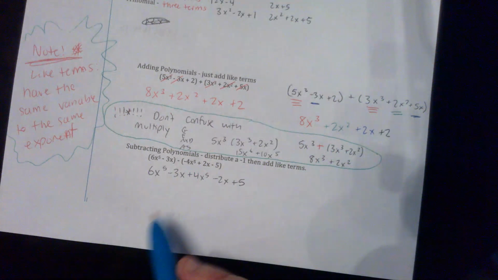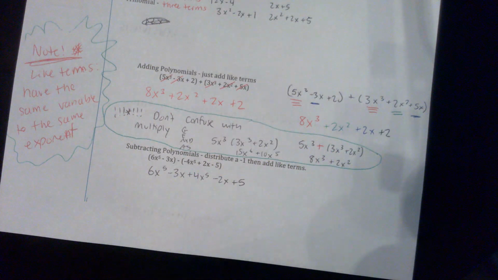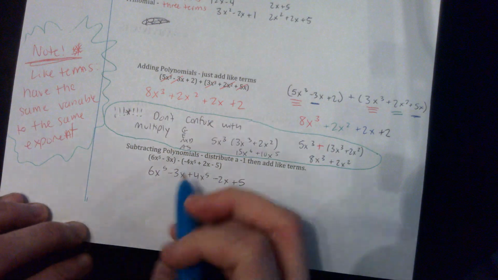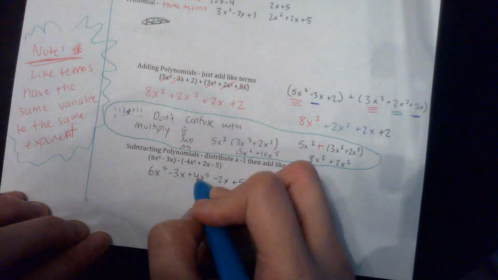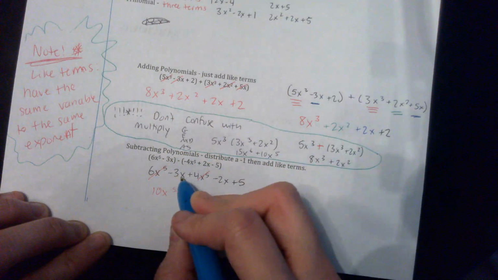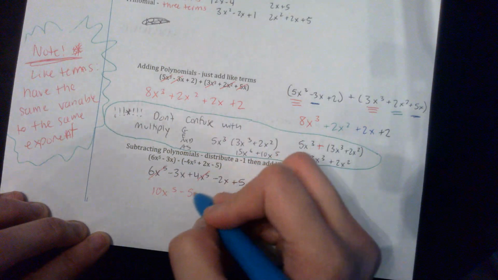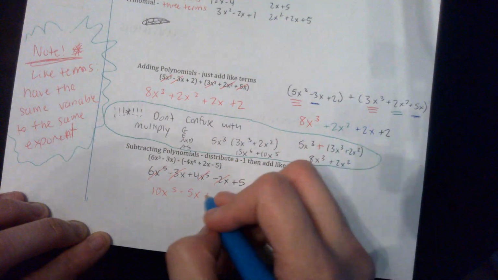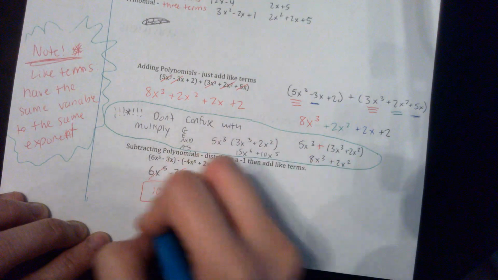And now we can go back and we can combine like terms, right? So we have the 5s. So we have 6 plus 4 is 10x to the 5th. Negative 3x minus 2x is negative 5x. And then we're left with this plus 5, right? After we combine our like terms.